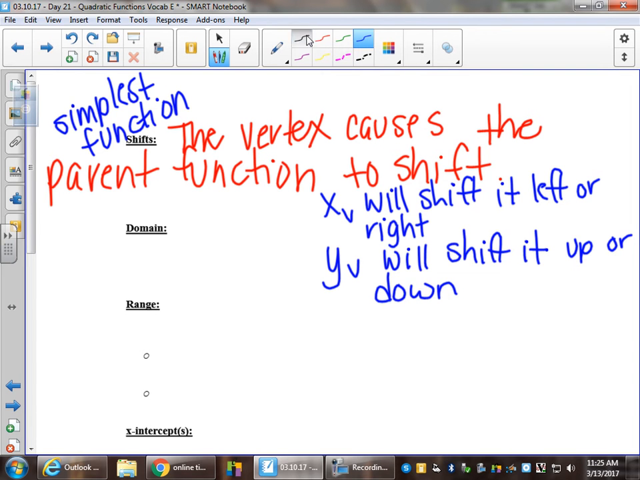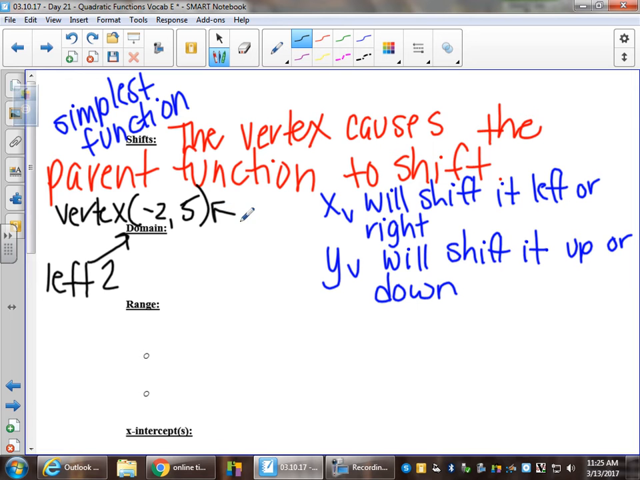Also, I'm just going to give you a little example. So if you have a vertex of -2, 5, what types of shifts are you doing? If we said XV will shift left or right and XV is -2, what are we doing? We will go left 2. And what about this 5? What will our movement be? Up 5. Because it's positive, it will go up.